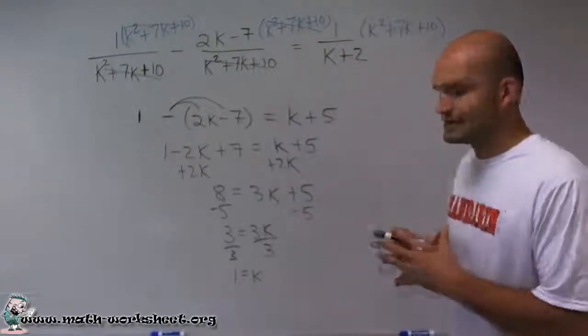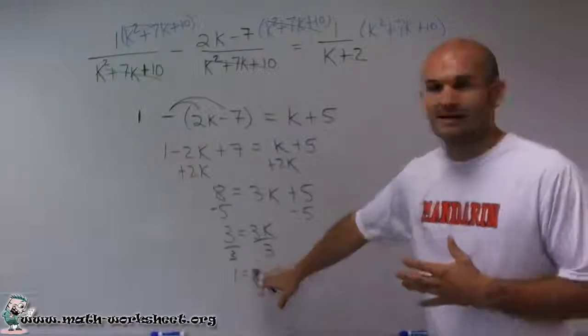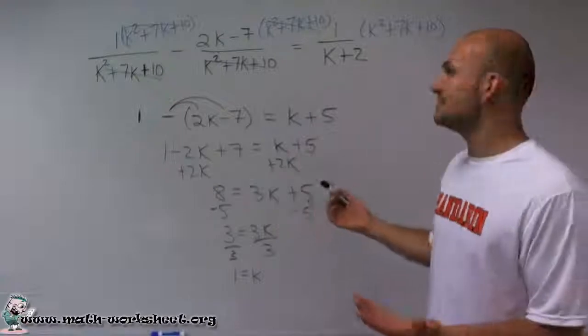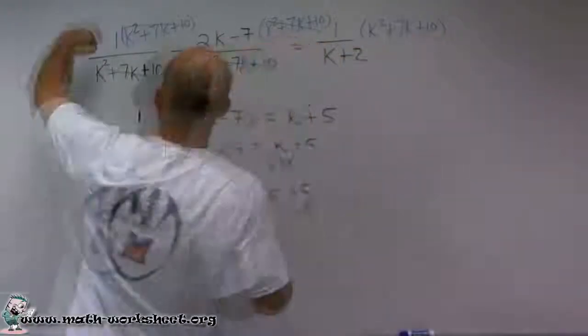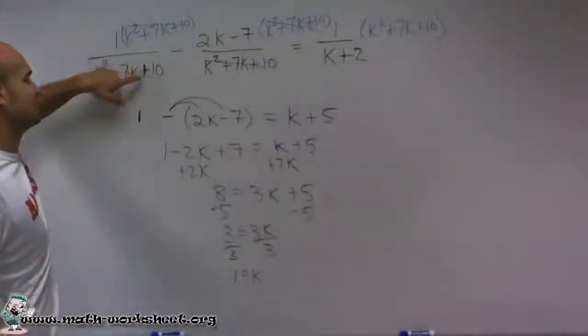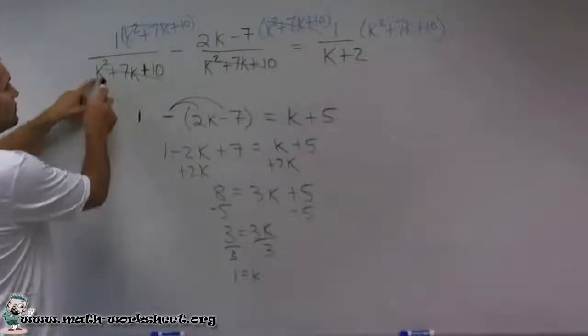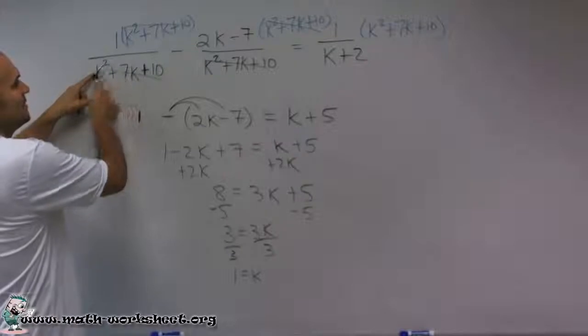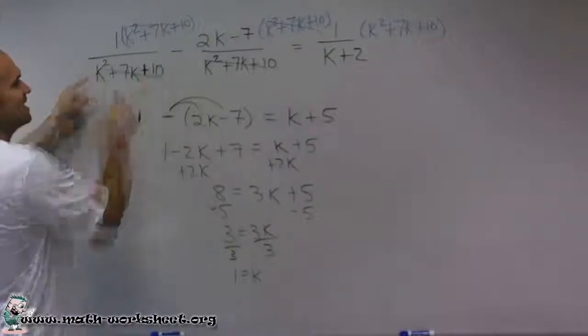So when having extraneous solutions, we got to make sure we check our answer. So I'm going to show you just by plugging it back in what will happen and see if it works. So let's plug in our solution 1 into this first part. So 1 squared would be 1 plus 7 times 1 is 7 plus 10 is going to be 18.